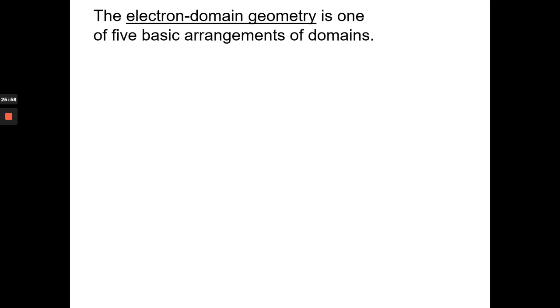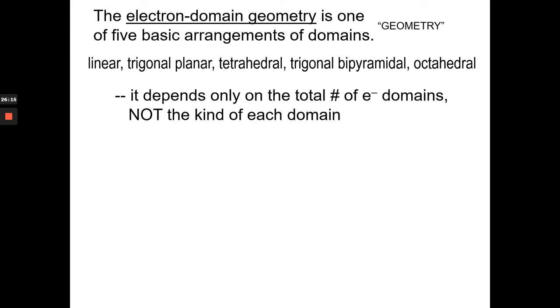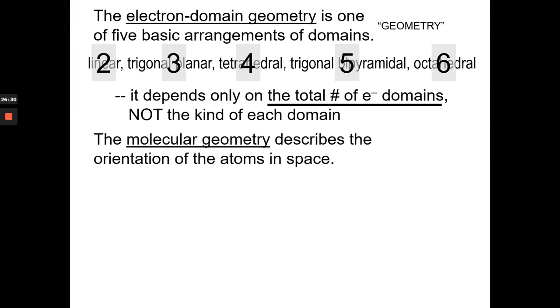In terms of electron domain geometry, again, there are 5 basic electron domain geometries. And here they are listed: linear, trigonal planar, tetrahedral, trigonal bipyramidal, and octahedral. Those are the geometries, and they depend only on how many domains you have. If you have 1 domain, it doesn't exist here. If you have 2, it's linear, 3, trigonal planar, 4, tetrahedral, 5, trigonal bipyramidal, and 6, octahedral. The molecular shape is related to how many are bonding and how many are non-bonding, and how they orient themselves in space. That's the shape.